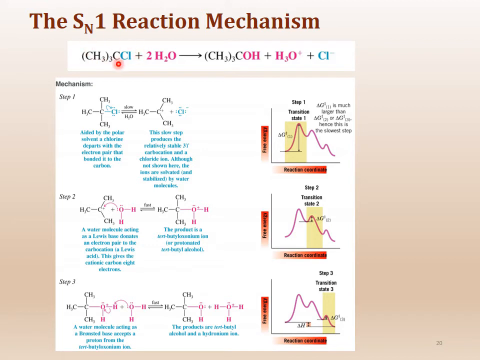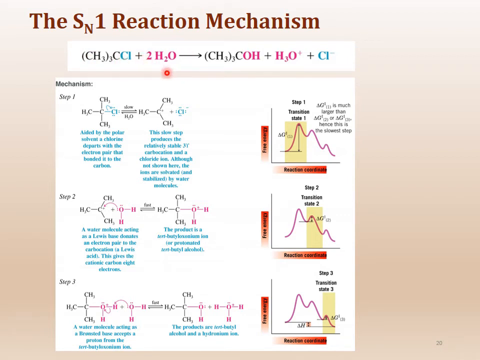So here's our substrate, here's the nucleophile, here is the product, and here is our leaving group. Before we even look at the mechanism, I want you to focus on the reaction for a minute and look at the substrate. The substrate is very different from what we had before, which was a primary halide, methyl chloride or methyl bromide.